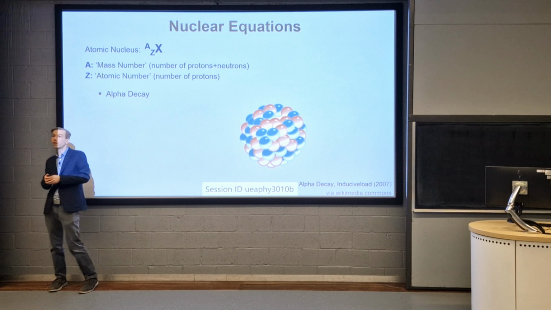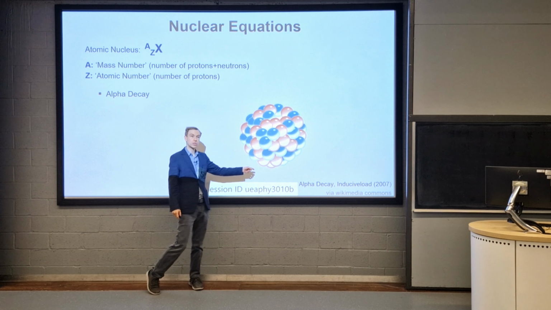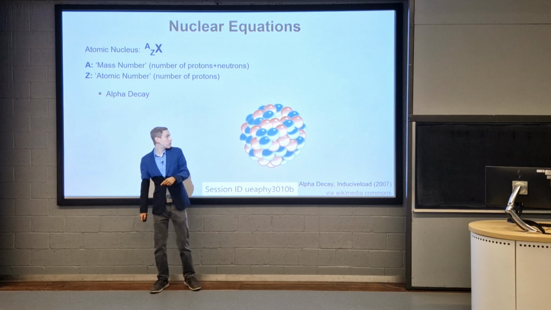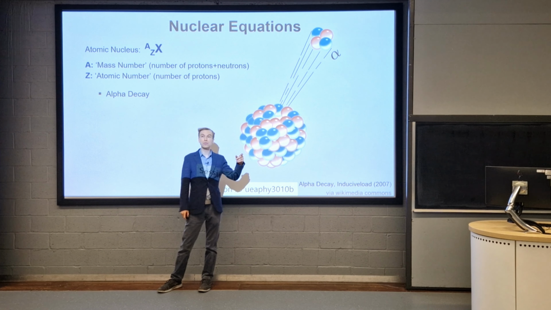Yeah, absolutely right. Fantastic. Very good. So it's when this nucleus releases 2 protons and 2 neutrons. So it shoots off, looks something like that. And that's what we call an alpha particle. So fantastic answer. Very well done with that.